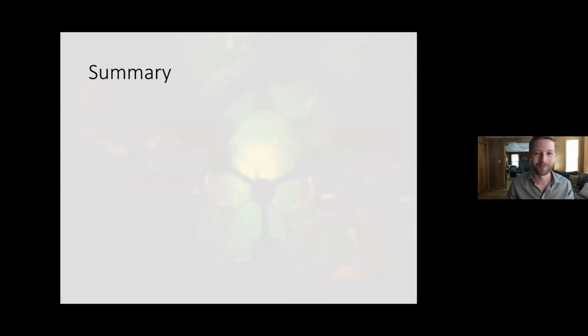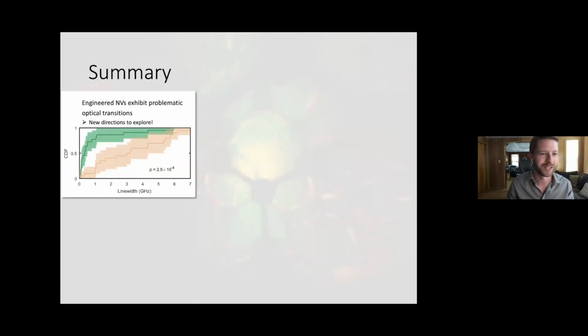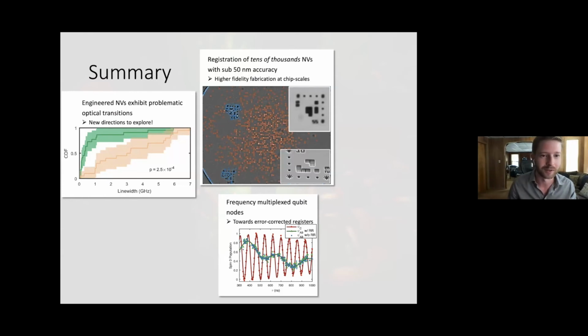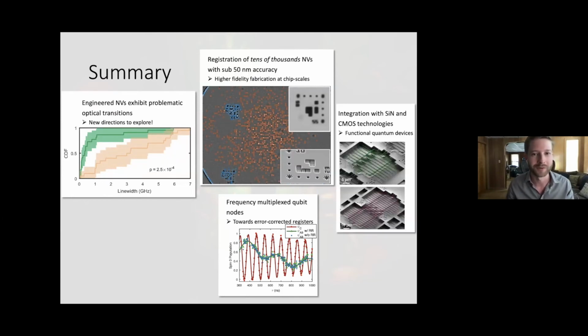And so just to recap, we've seen that these engineered NVs exhibit some problematic optical transitions, but has given us new directions to explore, including novel emitters, not NVs, but some other defect centers. And we've seen that this automated registration of tens of thousands of NVs with sub 50 nanometer accuracy is going to lead to higher fidelity fabrication at chip scales. Again, we didn't quite get into some of the novel qubit nodes, but that is a possibility with this microscope as well.